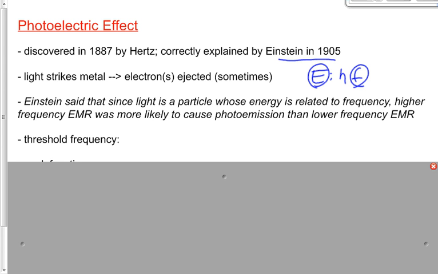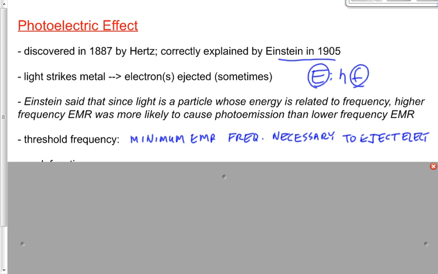The threshold frequency is the minimum EMR frequency necessary. We can say the minimum EMR frequency or the minimum photon frequency necessary to eject an electron. The symbol for the threshold frequency is f0.